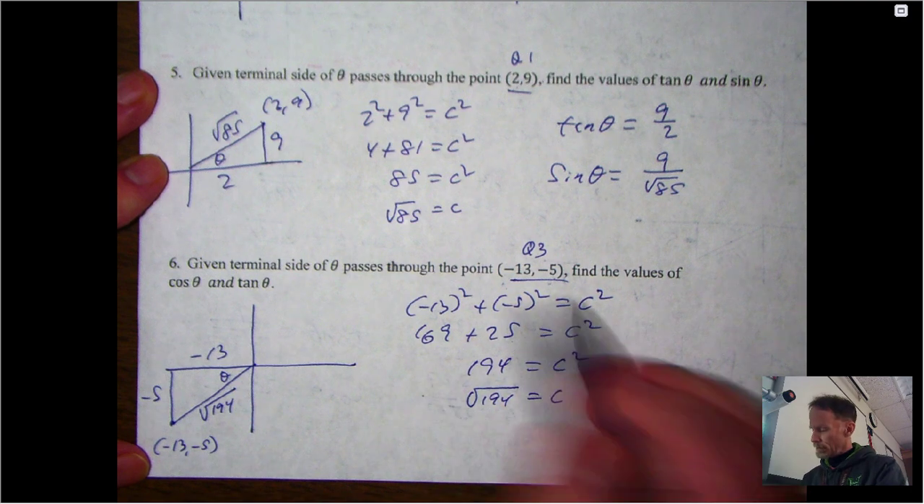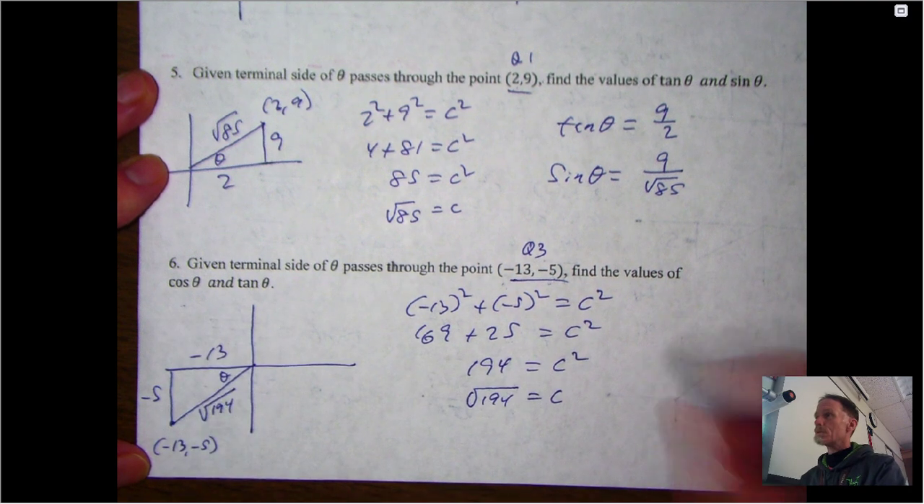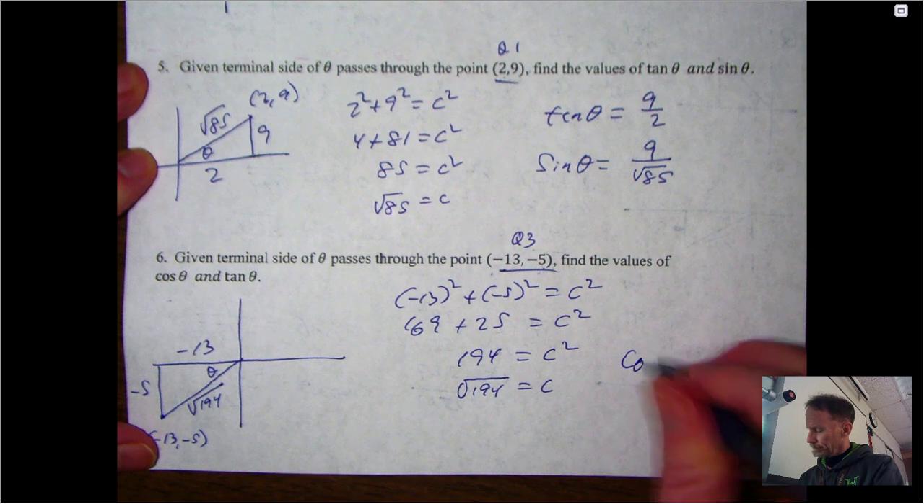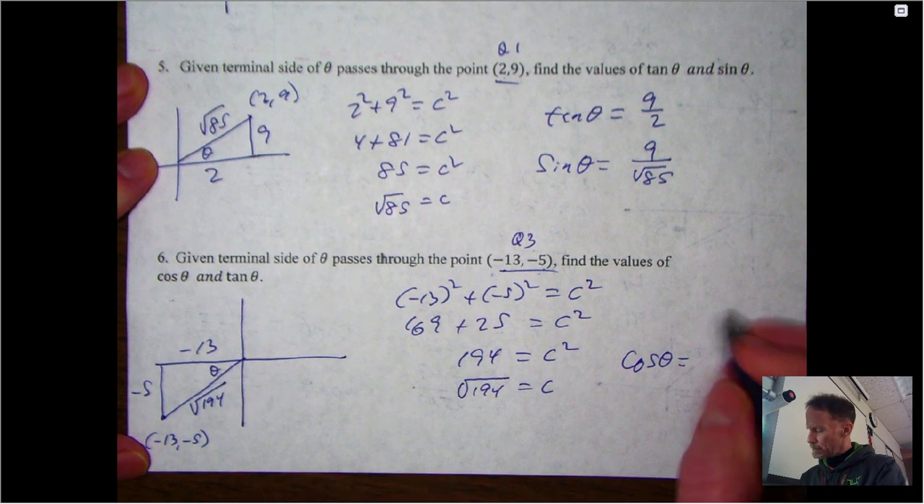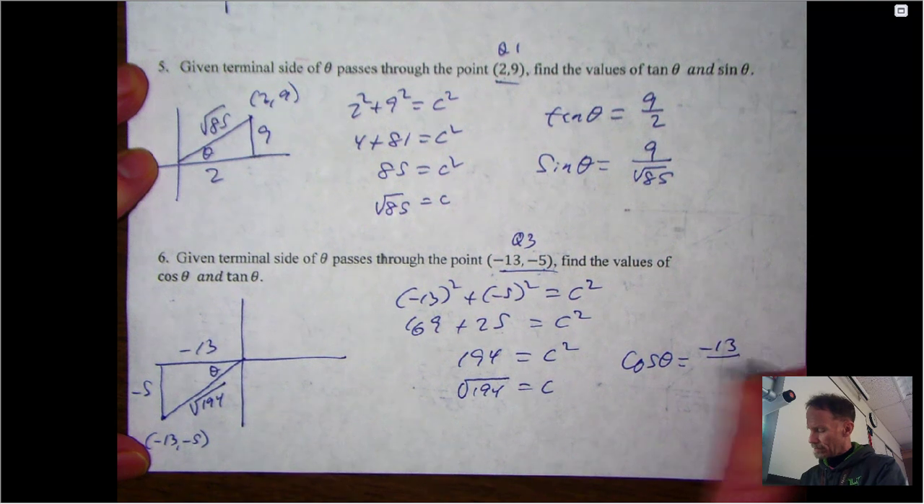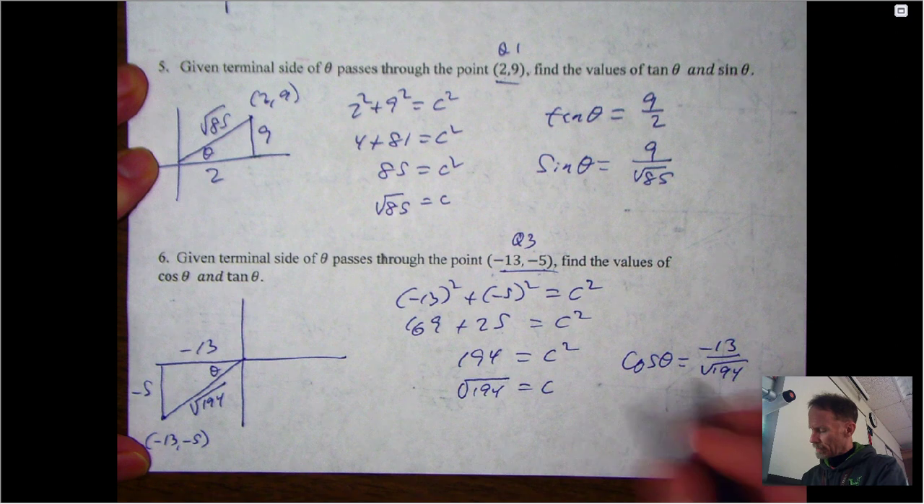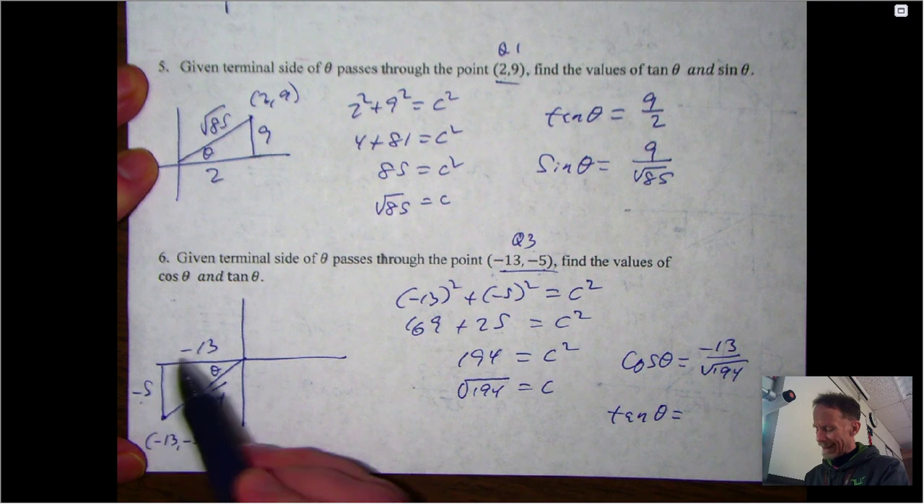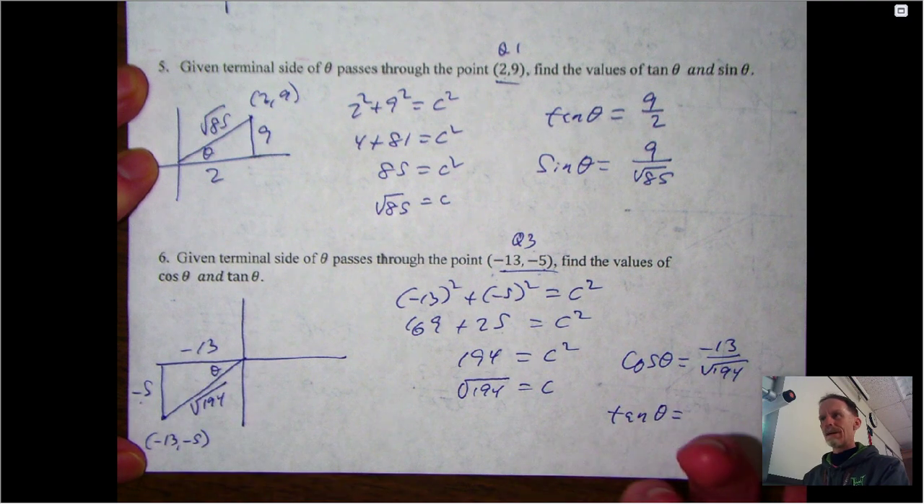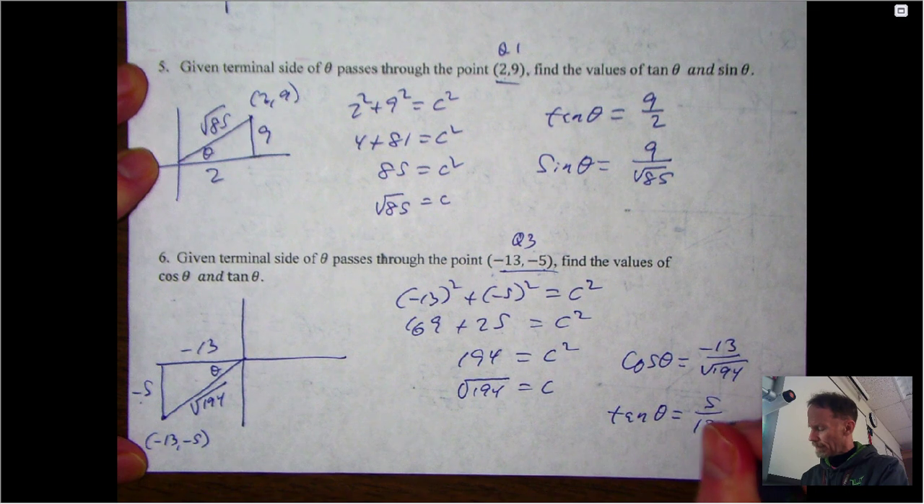And now we can answer the question. So we want cosine, which is adjacent over hypotenuse, -13 over √194. And tangent theta. Now watch your signs on this one. Tangent, again, opposite over adjacent, -5 over -13. But two negatives make a positive. So tangent is just going to be +5/13.